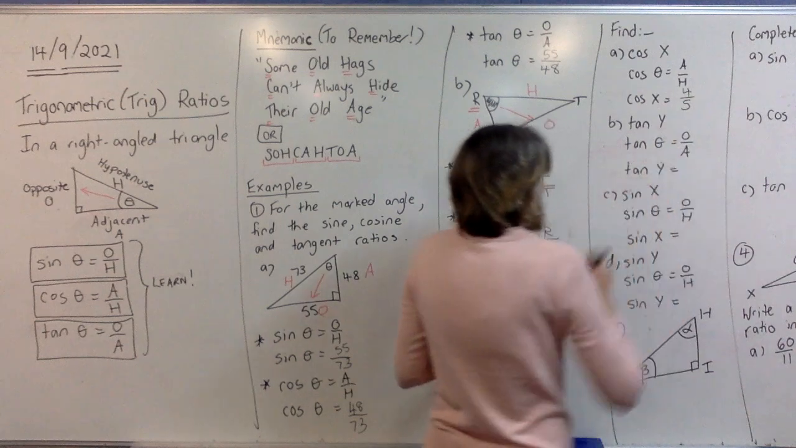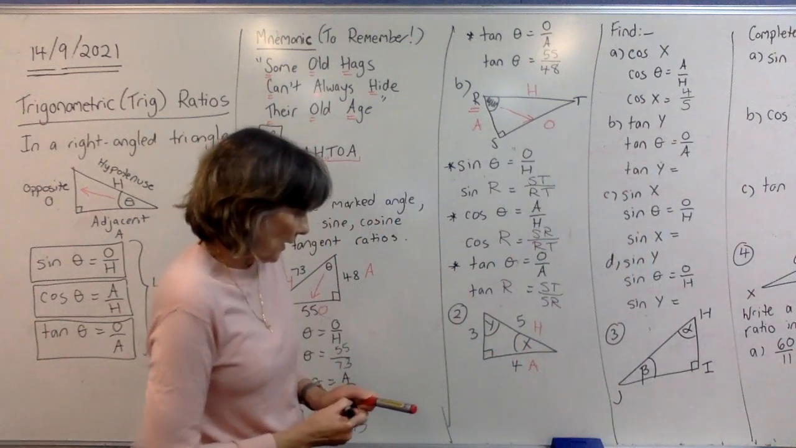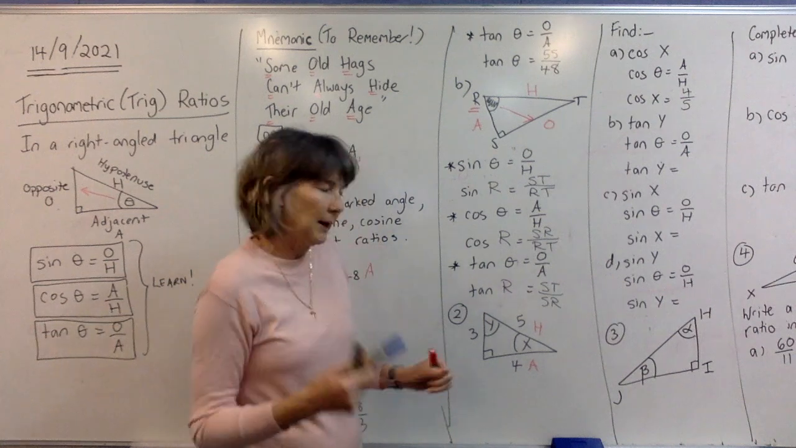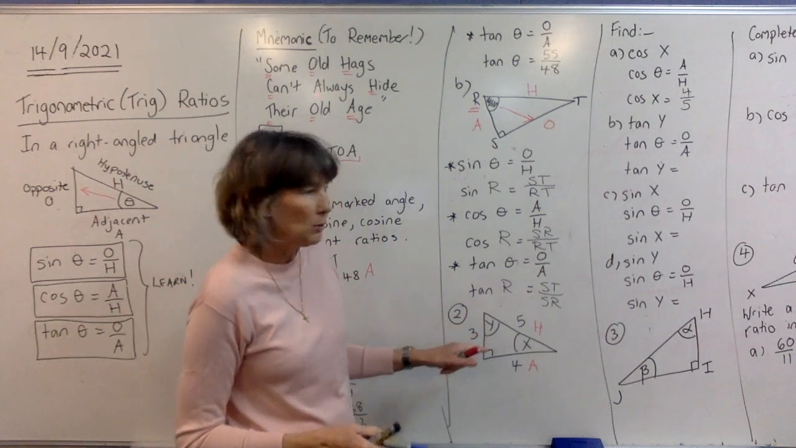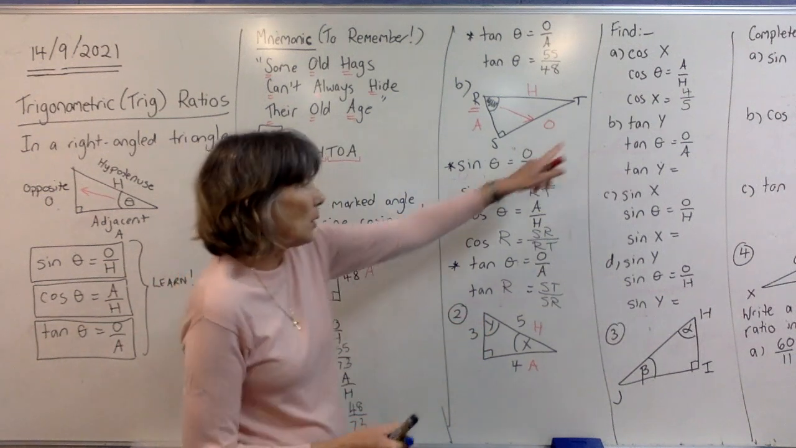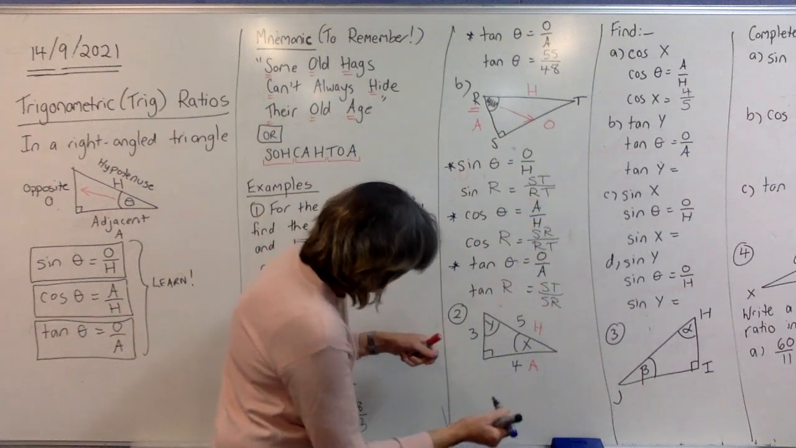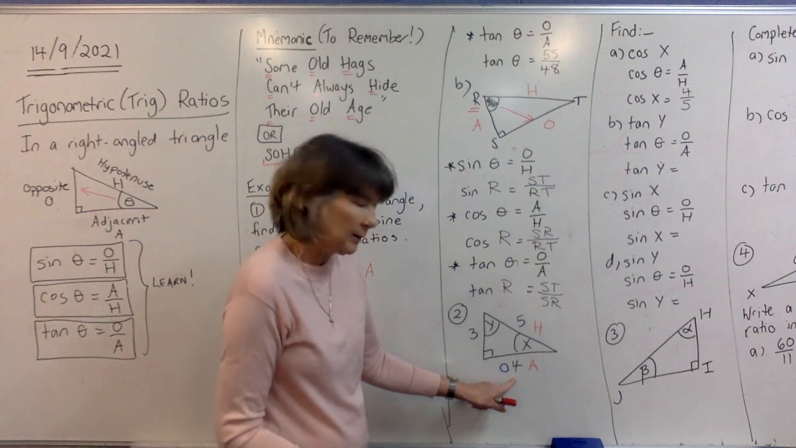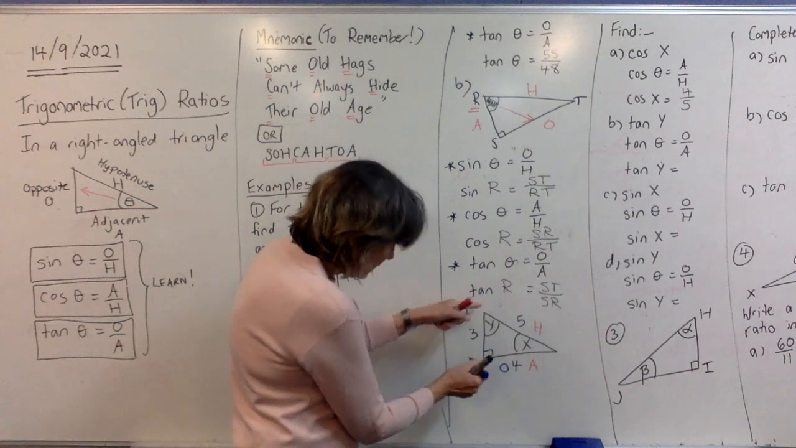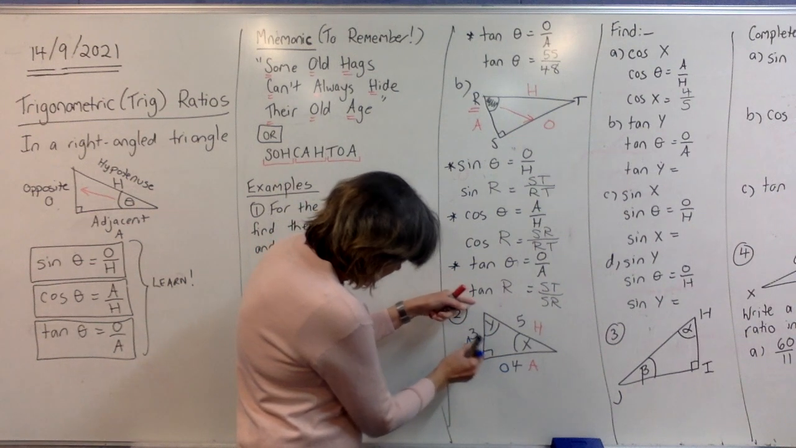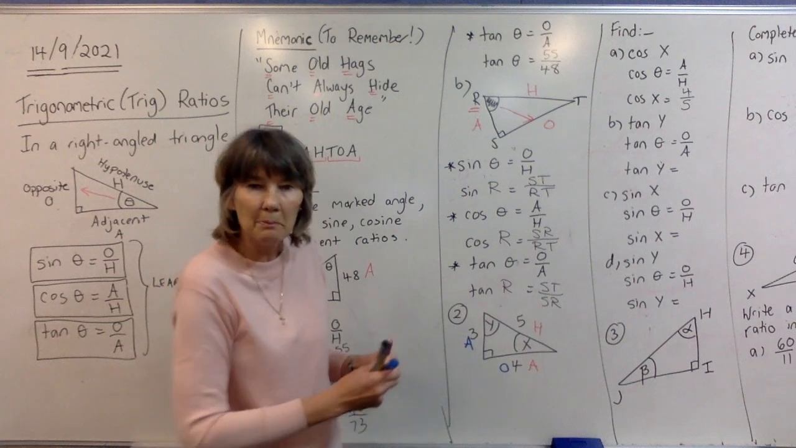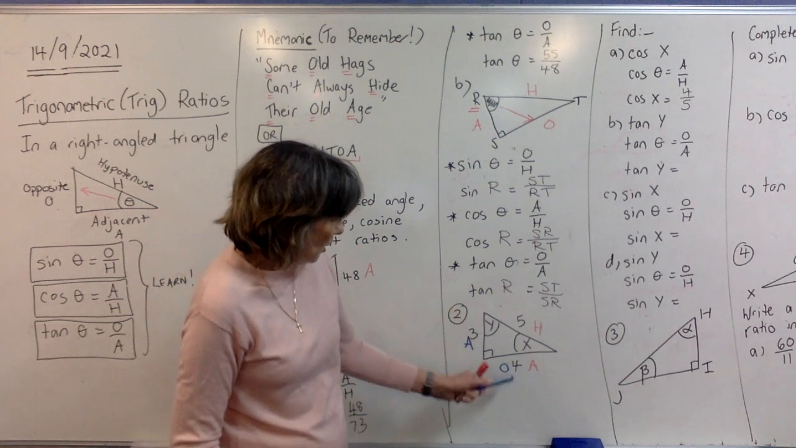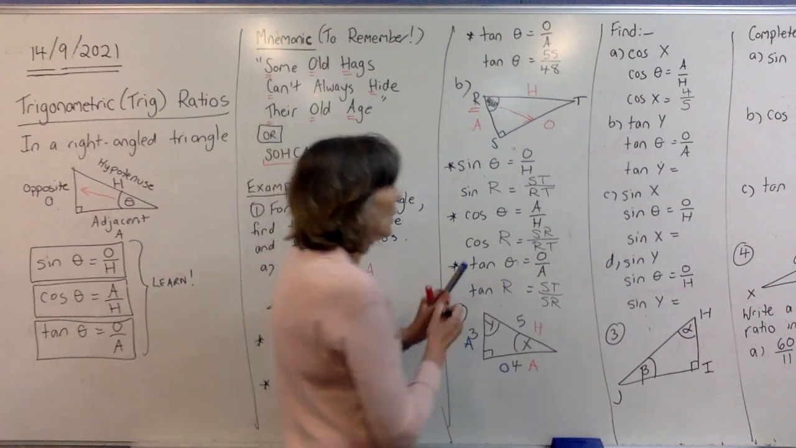All right, the next one, we're doing tan y. Now this is where you have to be careful. So I'm going to use my blue pen to do anything to do with the y angle. All right, tan is opposite over adjacent. So opposite the y is this side, and the adjacent side to the y is this side. So just be careful you're not mixing the two up. All right, so tan y, opposite over adjacent, 4 over 3.